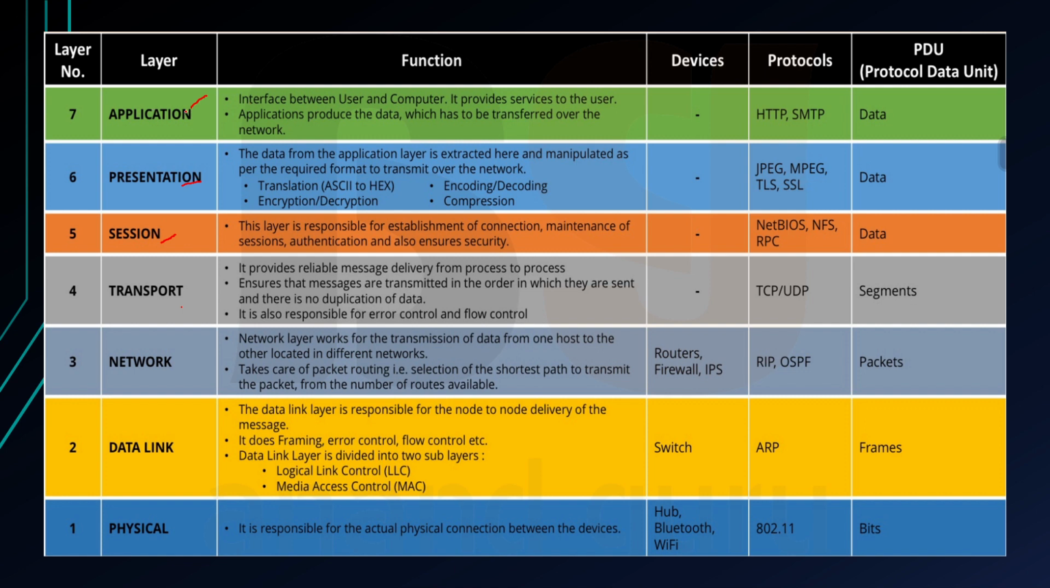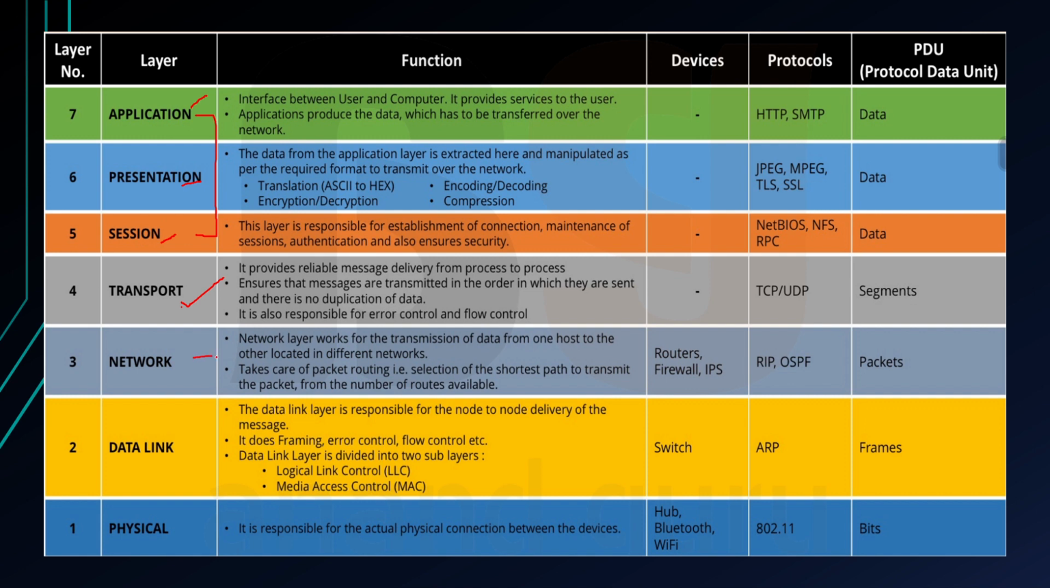Next, these 3 layers are called the software layers and also the upper layers, because in the table they are at the top. They are called upper layers and software layers because these 3 layers work on software. This is the heart of the OSI model. This is the main part.